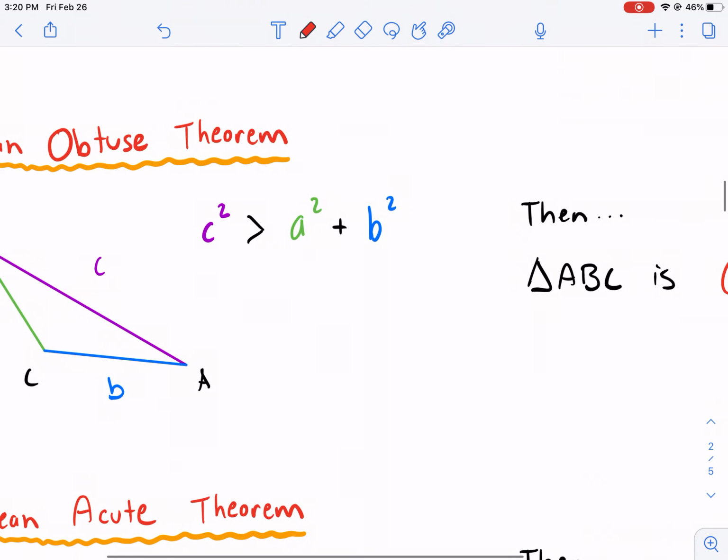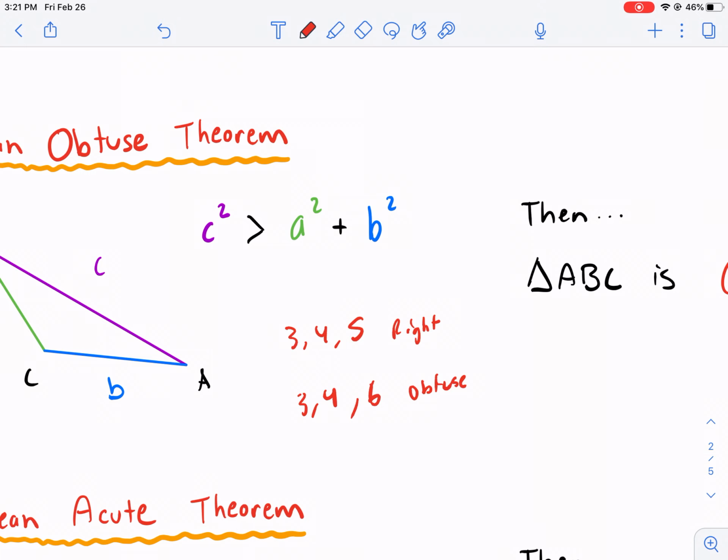For an example, remember that 3, 4, 5 was a Pythagorean triple? That's a right triangle, because 3 squared plus 4 squared equals 5 squared. 3, 4, 6 would be obtuse because 6 squared, 36, is bigger than the sum of 3 squared plus 4 squared. That's why this one is obtuse.